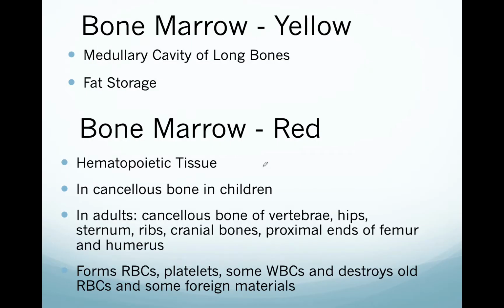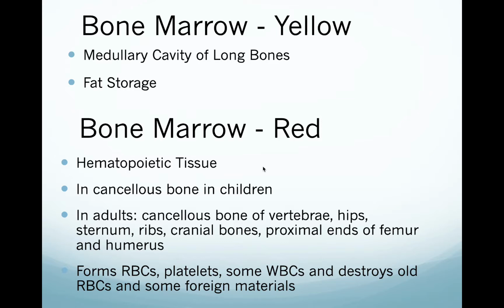Now, I know we just briefly touched on bone marrow. You have two kinds of bone marrow in your bones. You have yellow bone marrow, which is found in the medullary cavity. It is mainly fat storage. And you have red bone marrow. Red bone marrow is your hematopoietic tissue. This is what creates your red blood cell line.